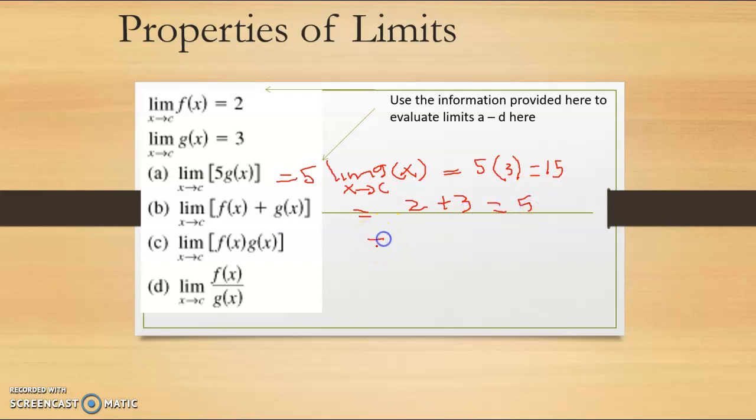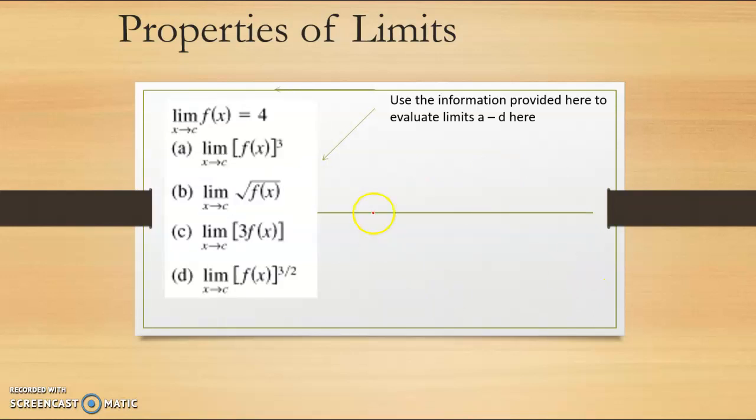The next one is the multiplication. So that is 2 times 3, equal to 6. And the last one is the division. So that is 2 over 3. We are done using the properties.